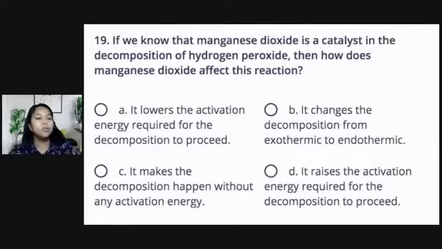Okay, going back to number 19, if we know that manganese dioxide is a catalyst in the decomposition of hydrogen peroxide, then how does manganese dioxide affect this reaction? Okay, and the correct choice is letter A. It lowers the activation energy required for the decomposition to proceed. Okay, let's take a look at your slide. So again, yung term mo dito ay lowers. It lowers the activation energy.